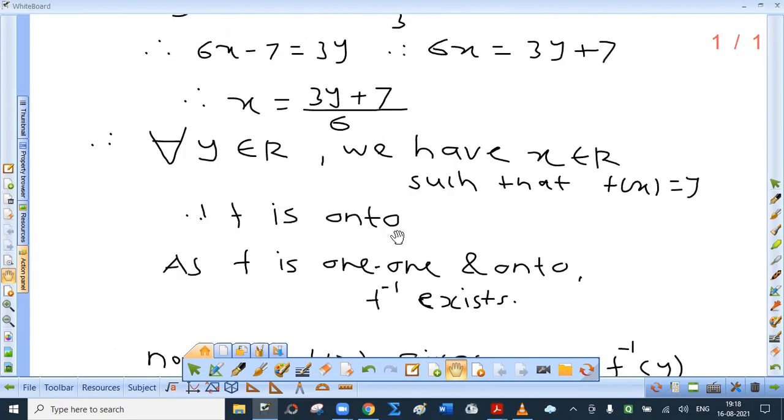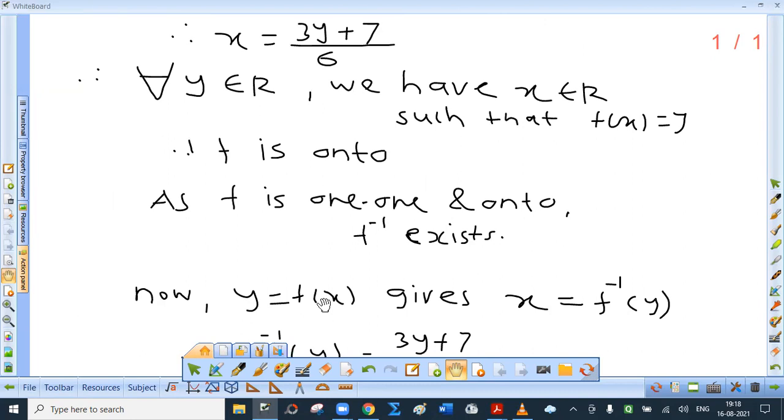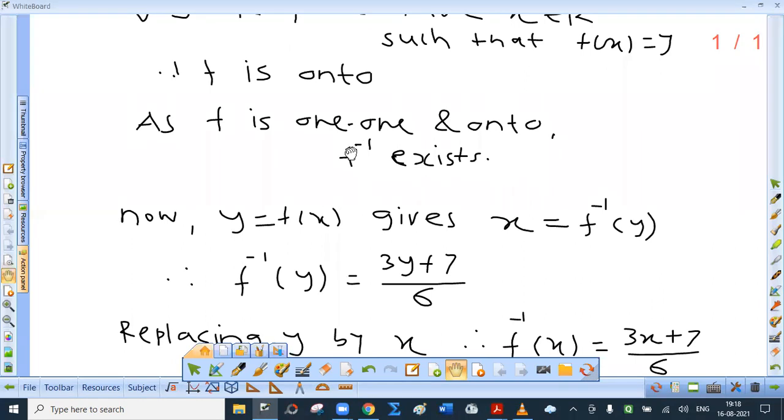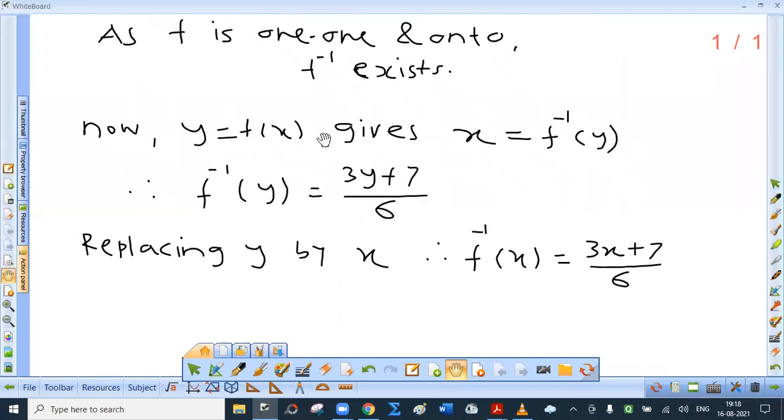So f is onto. As the function is one-one and onto, f inverse exists. And you should know that if y equal to f(x) possesses an inverse, then x is what? f inverse y. Replace this x by f inverse y. You get f inverse y equal to (3y plus 7) upon 6. But while writing the final answer, we have to write in terms of x. So we replace y by x to get f inverse x as (3x plus 7) upon 6.